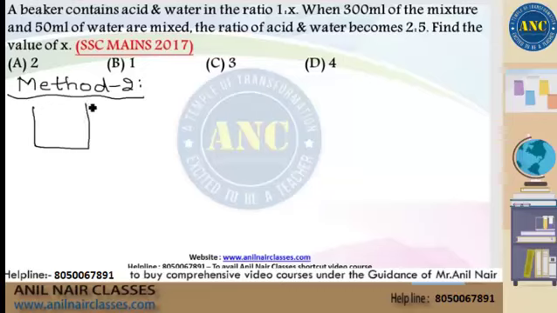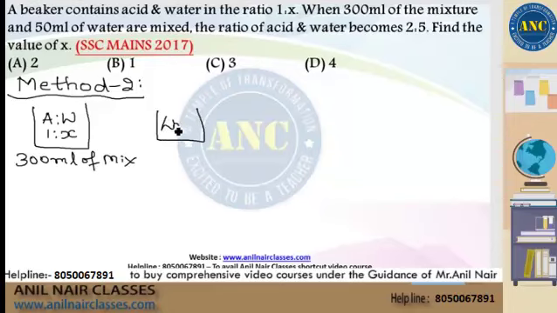Once again I am drafting the diagram. Acid and water in my first mixture is 1:x. Totally 300 ml of mixture is present in the first vessel. Only water is present in the second vessel: pure water of 50 ml. These two are mixed to form a third vessel where acid and water are in the ratio 2:5. What is the value of x is the question.